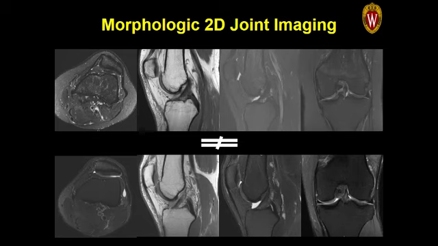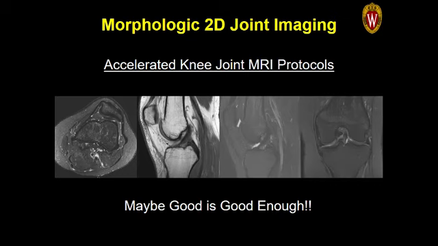Now, obviously, the image quality of this accelerated sequence is not nearly as good as the image quality of the standard routine MRI protocol, but maybe good is good enough. A lot of times, radiologists get these state-of-the-art 3T scanners, and they just basically use the technology in order to optimize, maximize image quality so that they don't miss joint pathology. And there are few groups that are really going to try to accelerate these MRI protocols, with the fear of decreasing their diagnostic performance for detecting joint pathology.